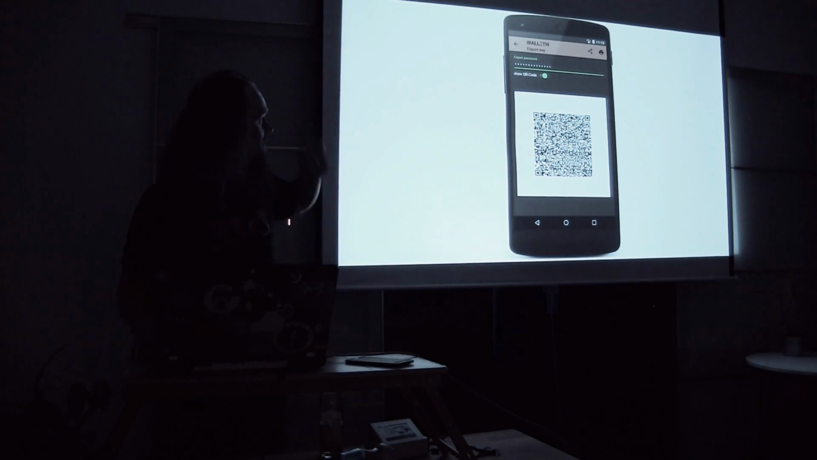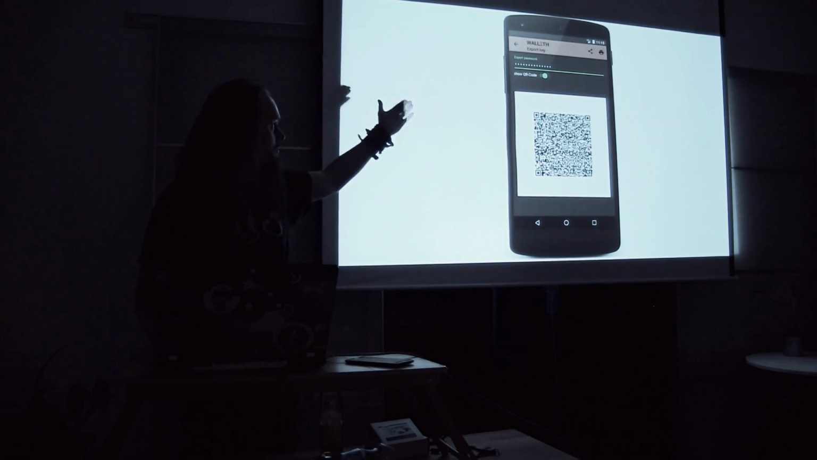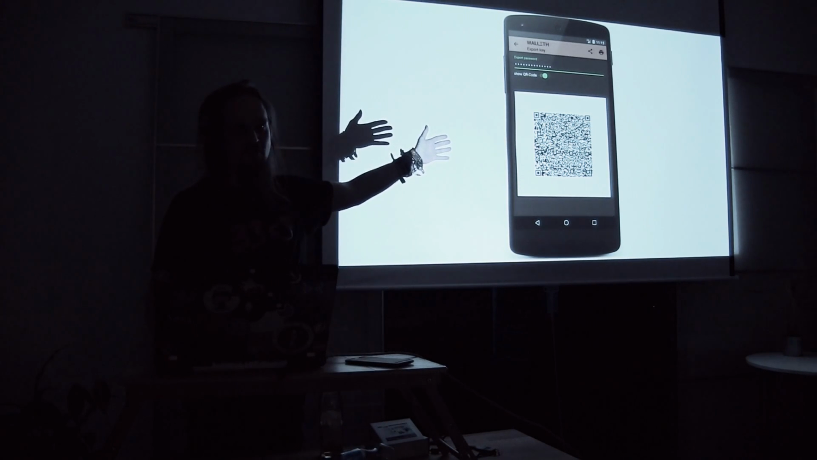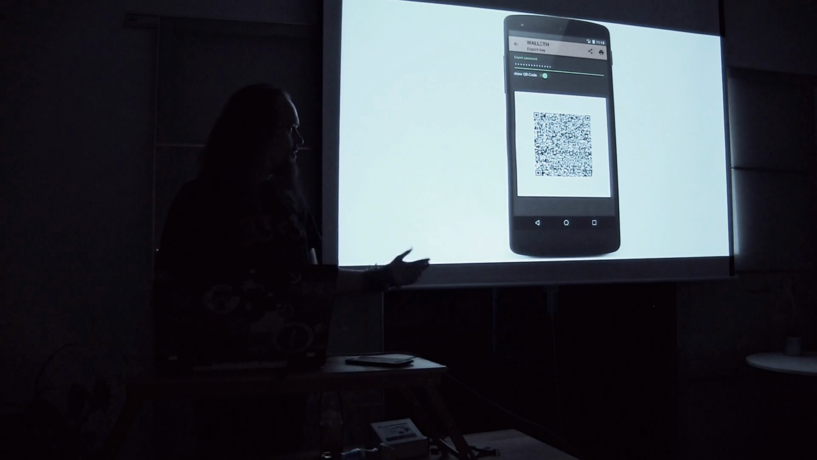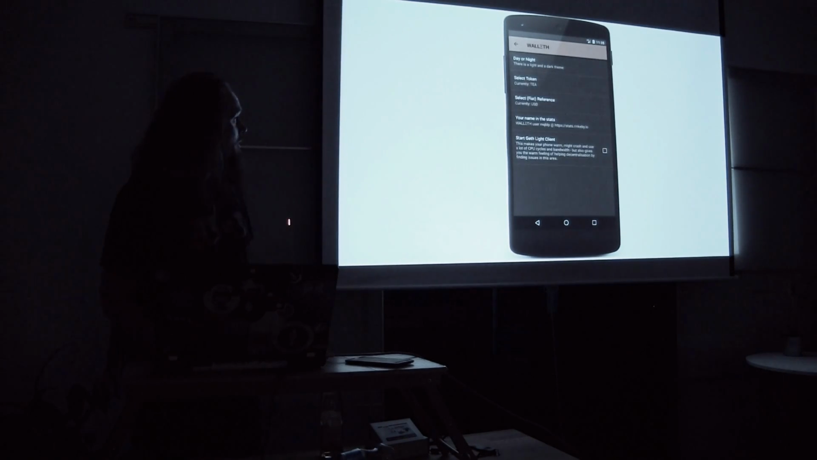Export is basically, show the QR code protected with a password, and that's JSON encoded. I don't really want the raw keys there. I like the JSON ones more.